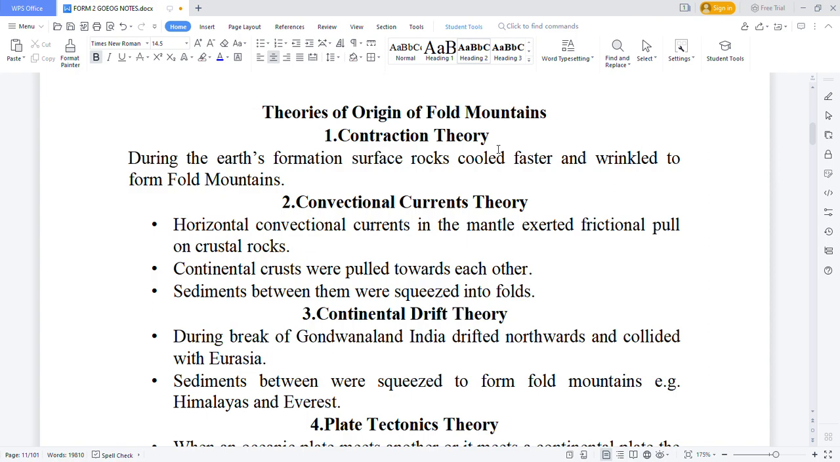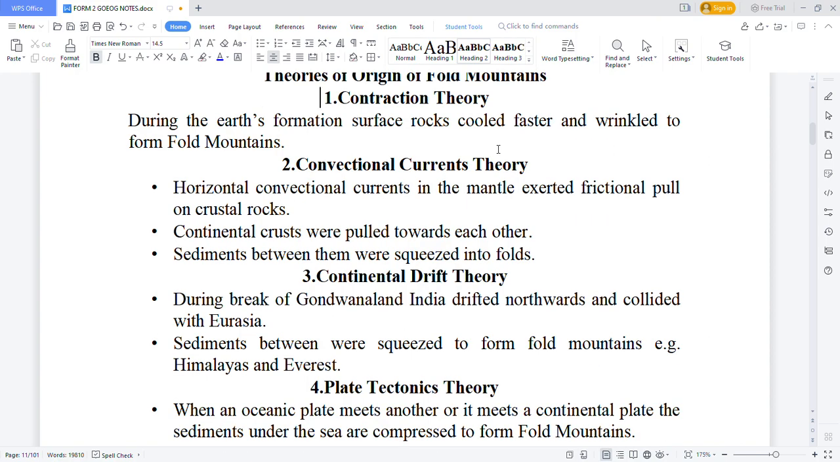Number 2, we have convectional current theory. Horizontal convectional current in the mantle exerted frictional pull on the crustal rocks. Continental crusts were pulled towards each other. Sediments between them were squeezed into folds. So that is what convectional current theory states in the formation of the fold mountains.